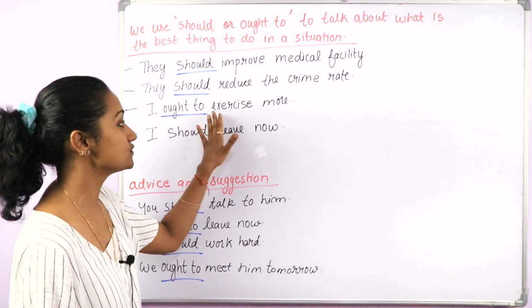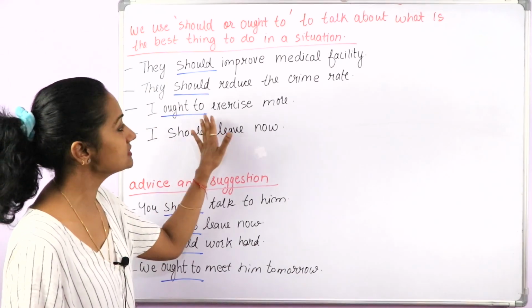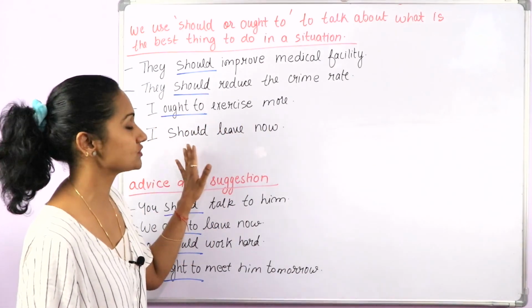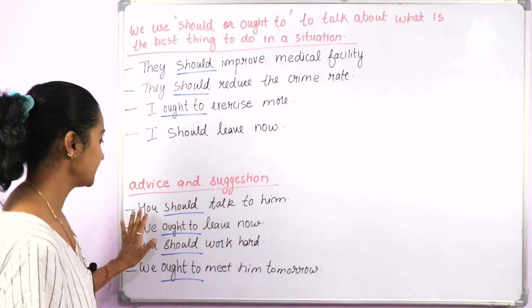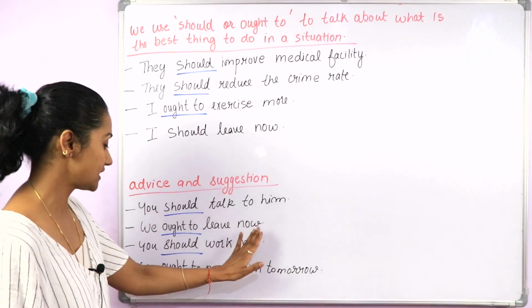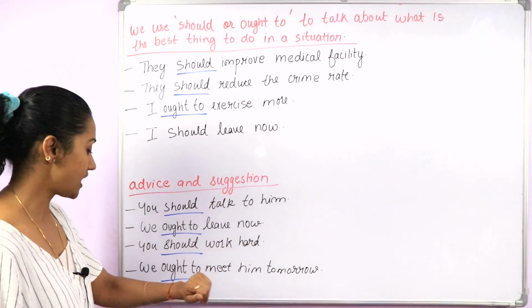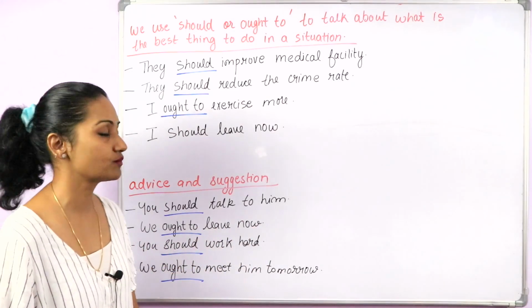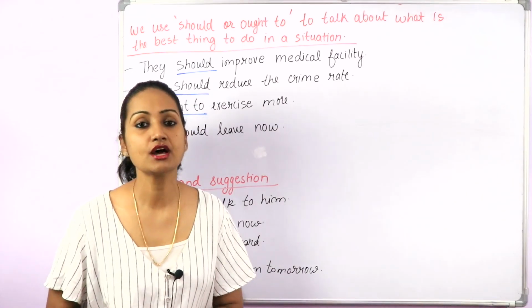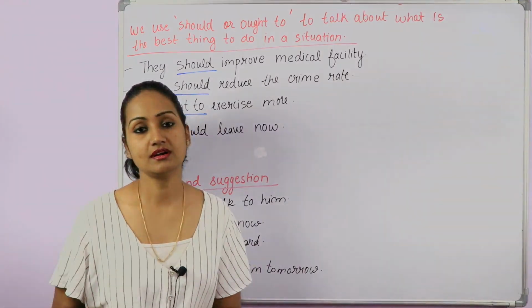I ought not to exercise more. I shouldn't exercise more. I shouldn't leave now. I ought not to leave now. You shouldn't talk to him. We ought not to leave now. You shouldn't work hard. We ought not to meet him tomorrow. So this way you can make negative and positive sentences with ought to or should.